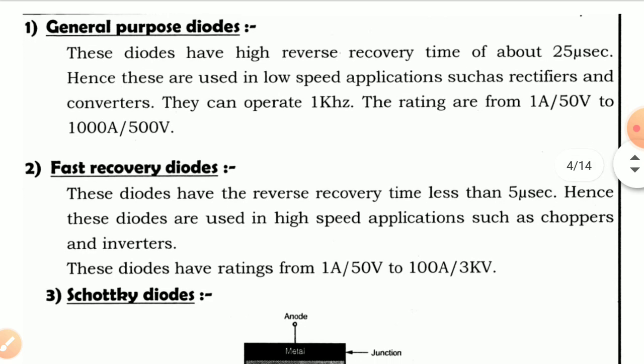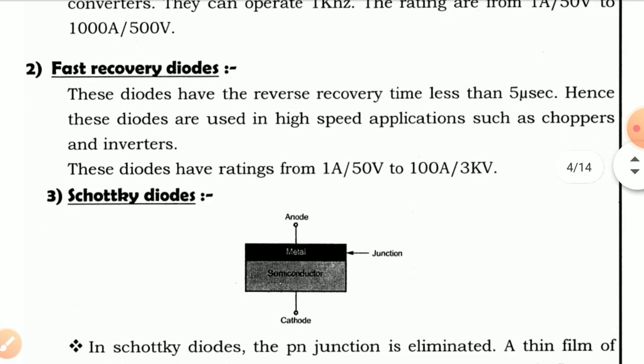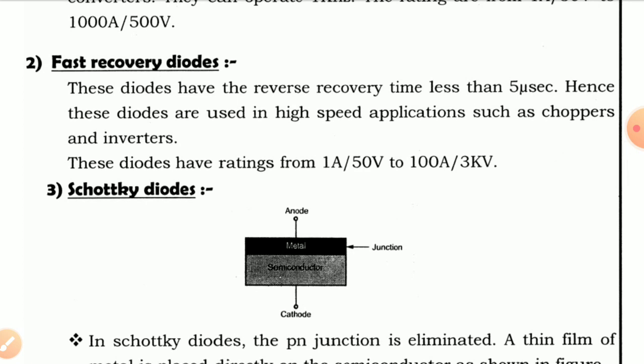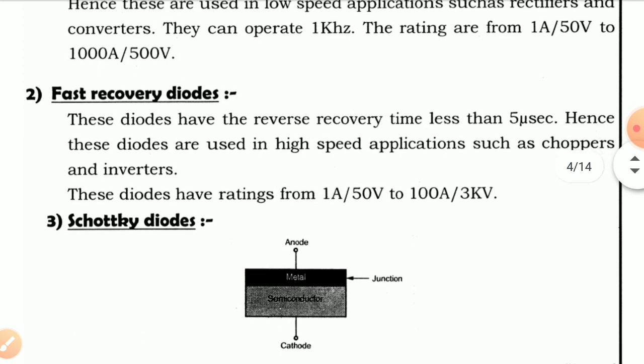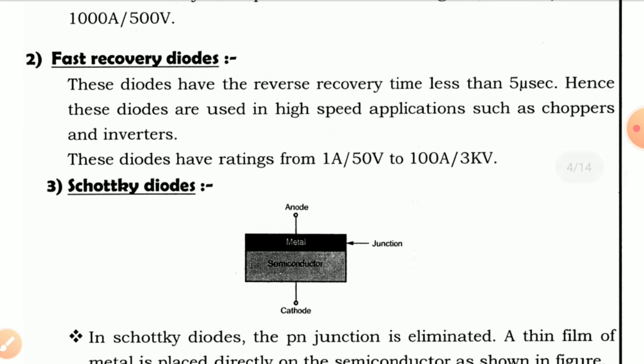Next comes the fast recovery diode. These have a reverse recovery time of less than 5 microseconds, whereas in the previous it is 25 microseconds. Here they come from one state to the other state in a very short span of time, that is 5 microseconds is enough to recover. The name itself says fast recovery, so they recover from one state to the other in a very fast manner, which is why they are called fast recovery diodes.